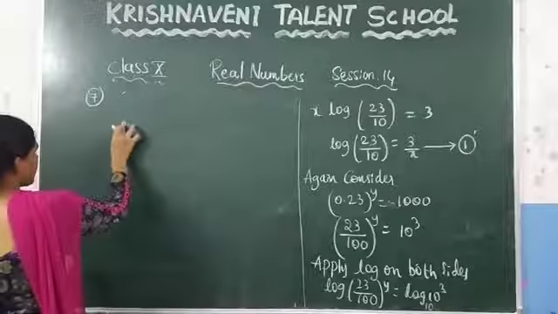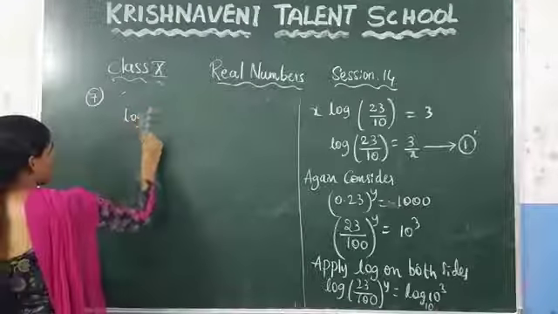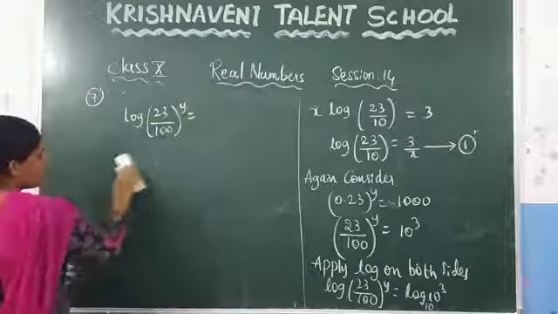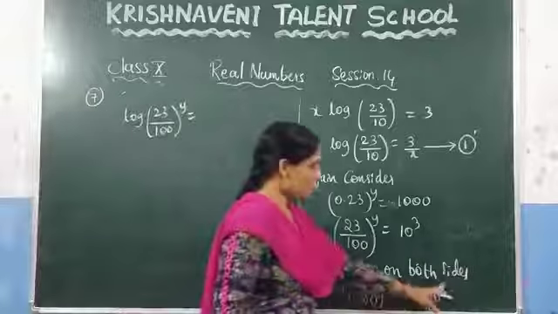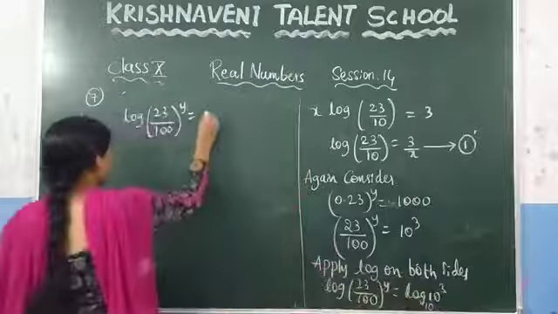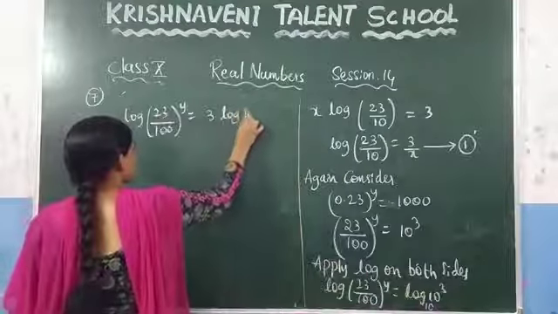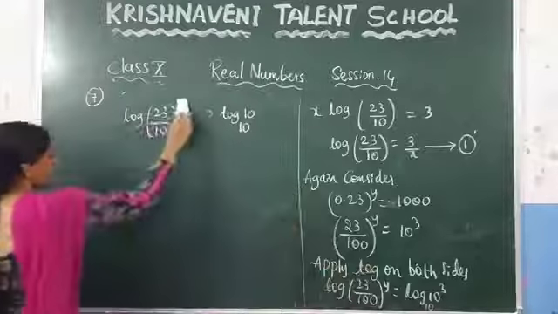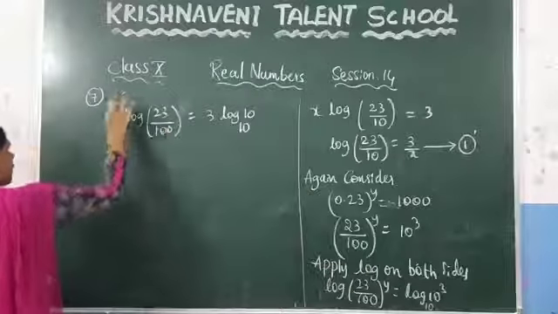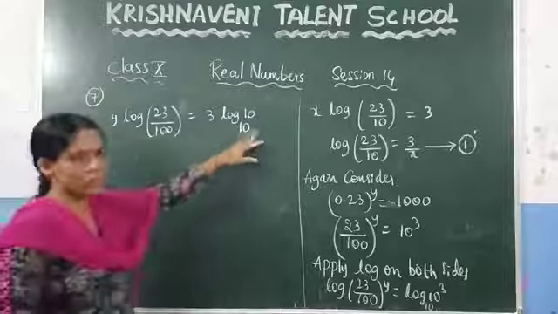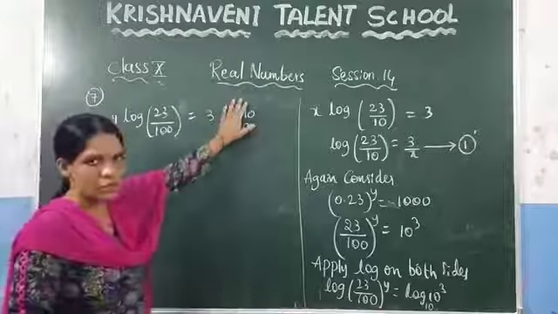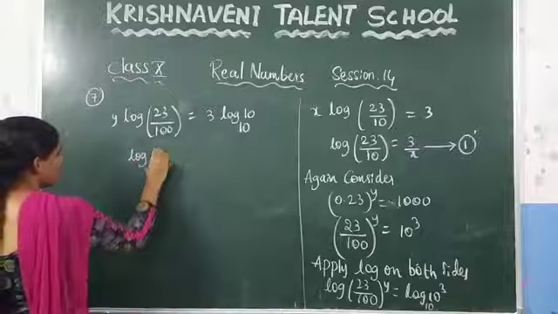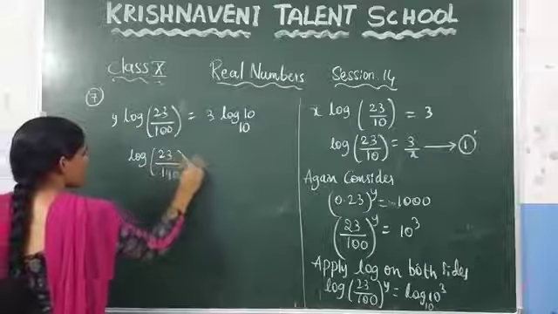After simplification, what do you get here? Log 23 by 100 whole power y is equal to, it is in the form of log x power m, you can write it as m log x. So this one you got as 3 log 10 to the base 10. Again this one is in the form of log x power m, you can write it as m log x. At this step write y log 23 by 100 is equal to 3 log 10 to the base 10. You know that again this value is 1. So 3 into 1 which is 3. Now here you will get y log 23 by 100 is equal to 3.